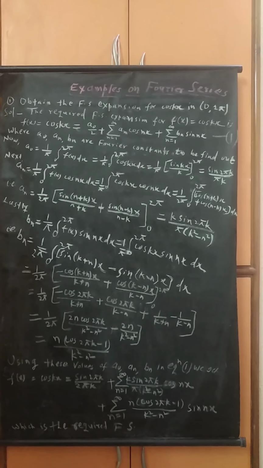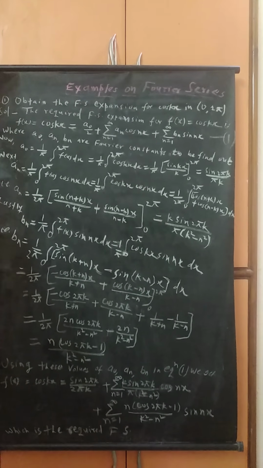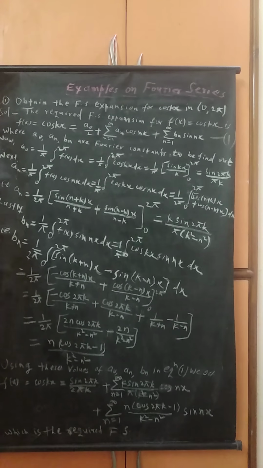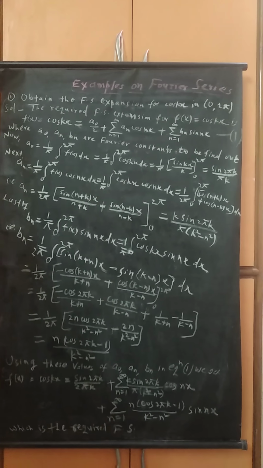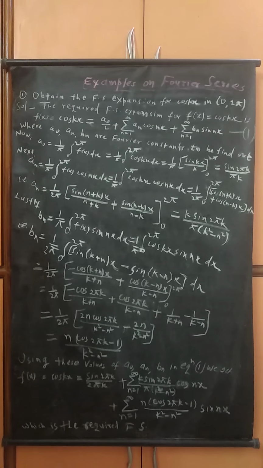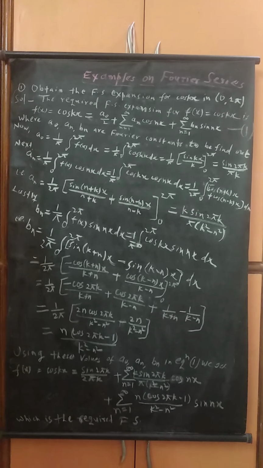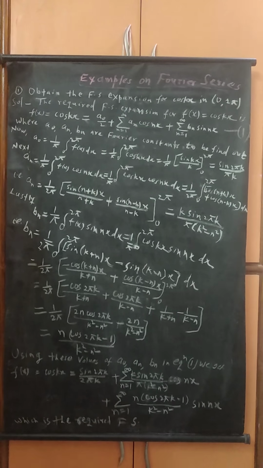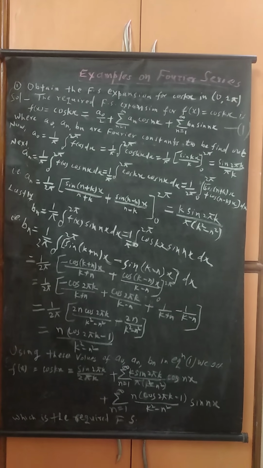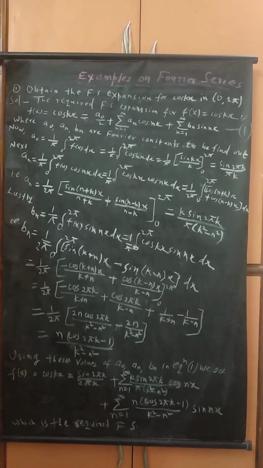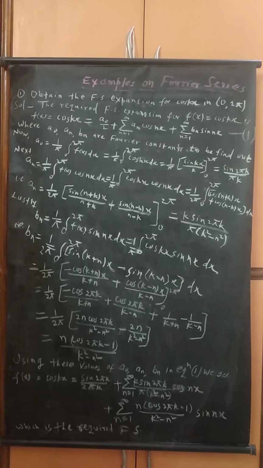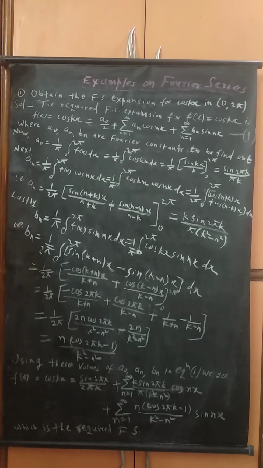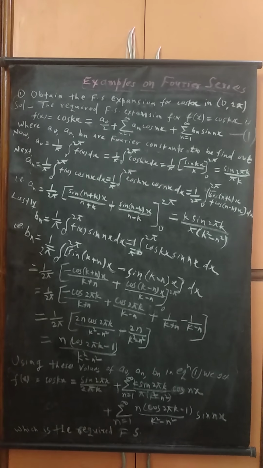The limits are 0 and 2 pi. Now our remaining work is to put the upper limit and the lower limit and take the difference. So by using that, we are getting Bn equal to 1 upon 2 pi, minus of cos 2 pi k divided by k plus n plus cos 2 pi k divided by k minus n plus 1 upon k plus n minus 1 upon k minus n.